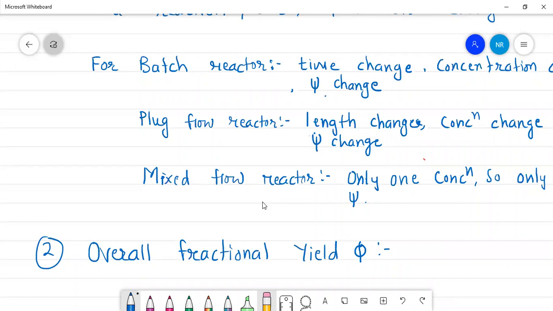Now if phi is changing with respect to time, what is the overall yield? There are many instantaneous yields with respect to time: 1 minute different, 4 minutes different, 3 minutes different. But there is also one yield, that is the overall yield.